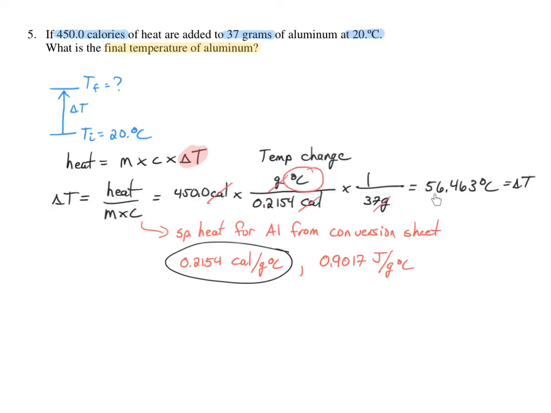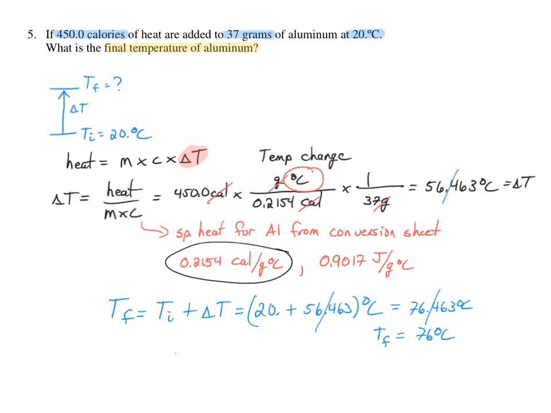So now we have our value for delta T. Don't stop here. This is the value for delta T. What we're asked for is the final temperature. So to get the final temperature, we have to add delta T to our initial temperature. And we get our final answer down here.